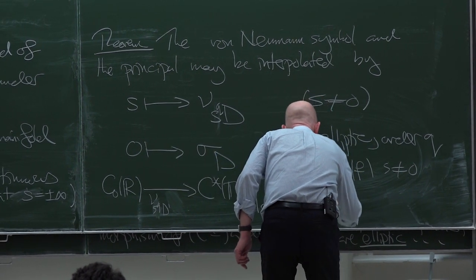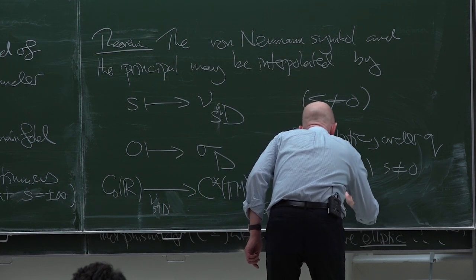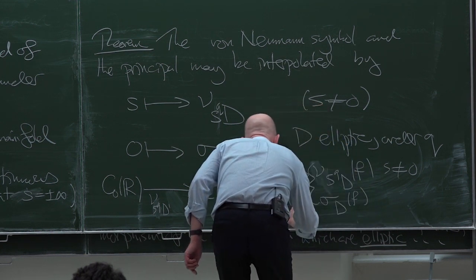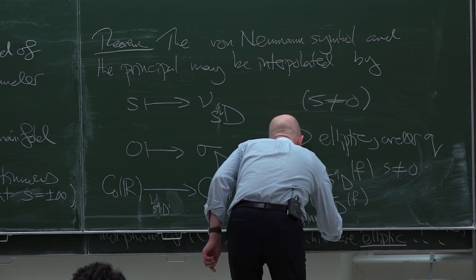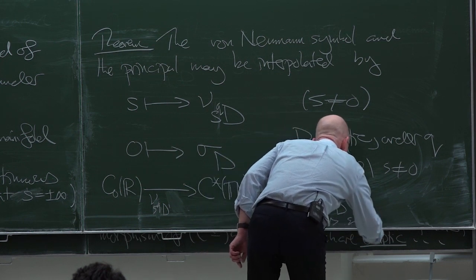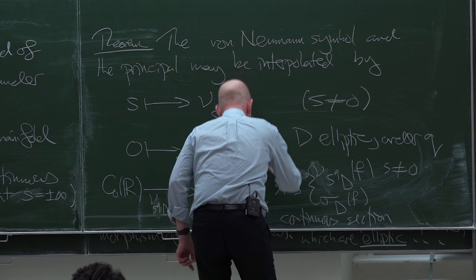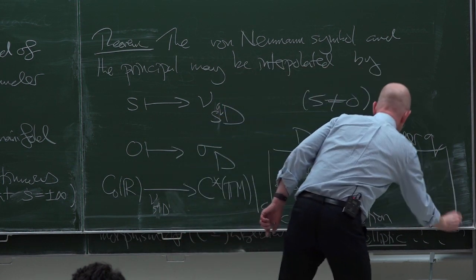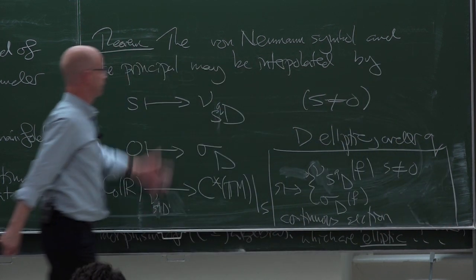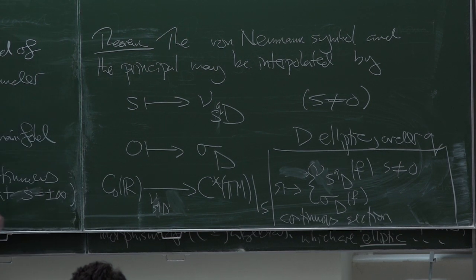Or alternatively, the classical symbol of D. I'm saying that this is a continuous section. I'm just trying to explain a little more precisely in this box what this interpolation actually means. Okay.